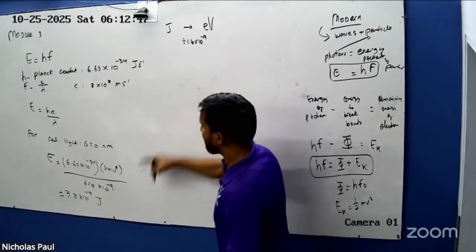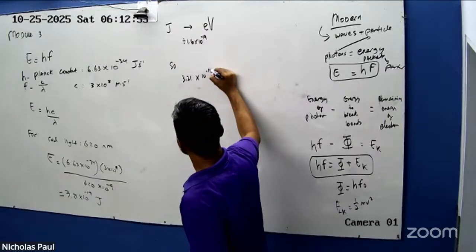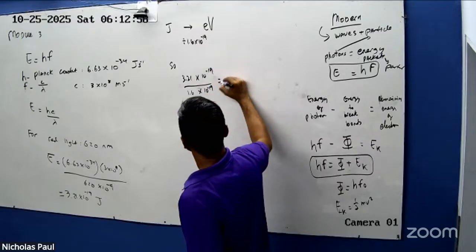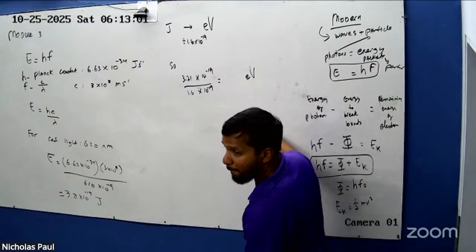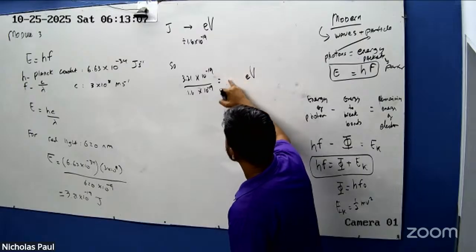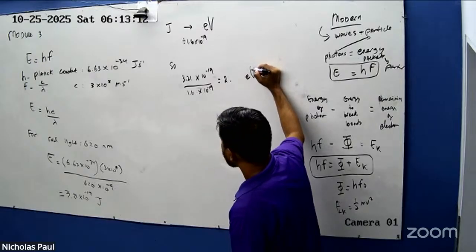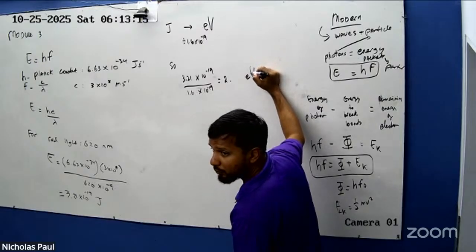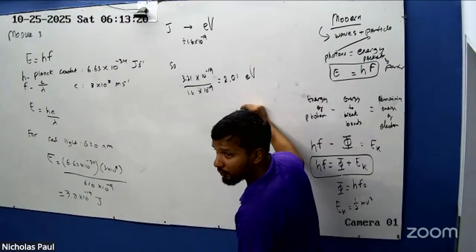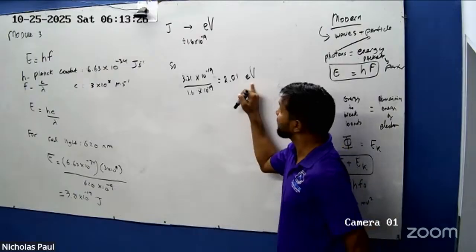Right? So if I divide 3.21 by 10 to the minus 19 by 1.6 by 10 to the minus 19, how much are we getting? Approximately 2.0, yes, right? 2.01. What did you see earlier? So that's electron volts.